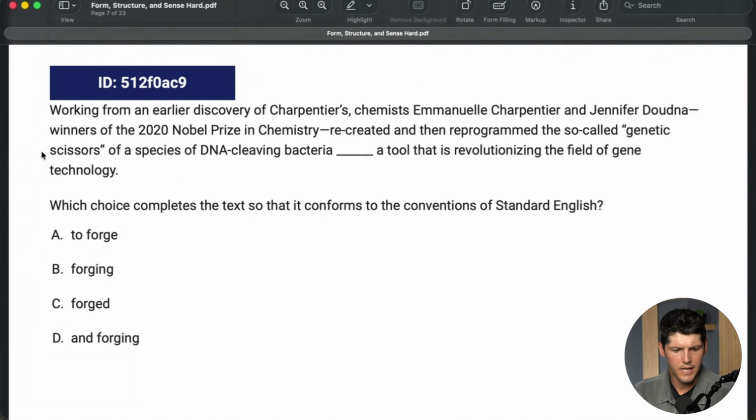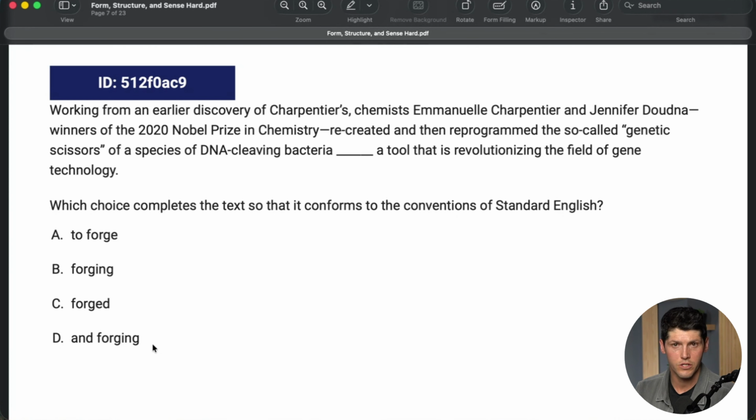So a type 2 verb question is when you're actually asked whether you should use an infinitive verb or a conjugated verb, okay? So the question becomes, if you see these answer choices, we see to forge versus forging versus forged, and then we have one that says and forging. Okay. So these verb type 2 questions are, in some cases, a little bit harder than verb type 1s. You're probably going to see 1, maybe 2 of these on your test, okay?